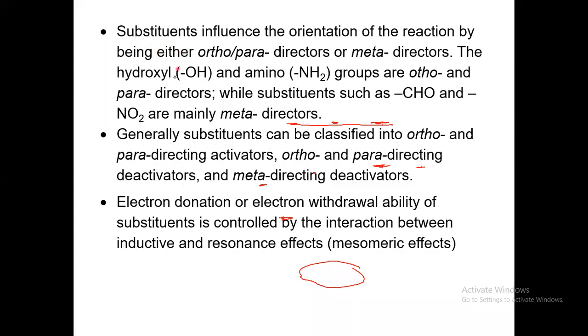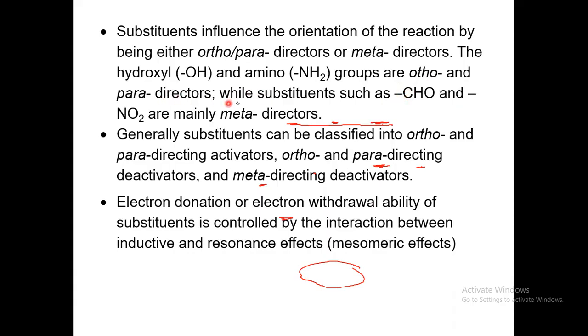Now, the next one: substituents influence the orientation of the reaction as either ortho-para directors or meta-directors. If a substituent is moving you to the ortho direction, it is automatic that you also get para. Even though we'll have major and minor, ortho and para directors are put under one category and meta-directors are put under a different category. Very simple.